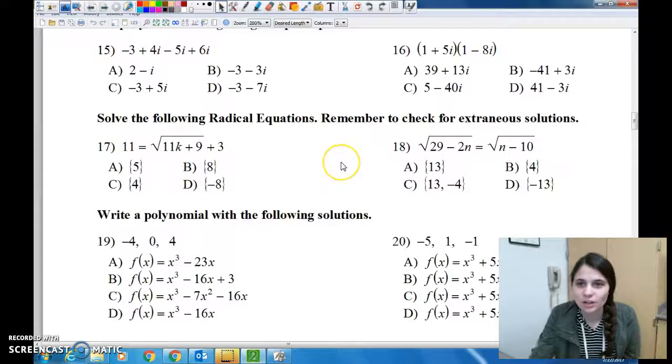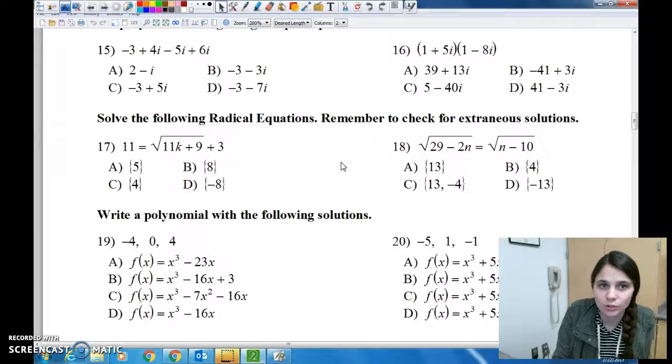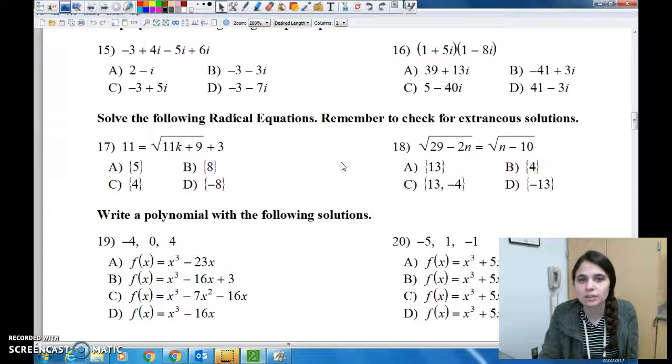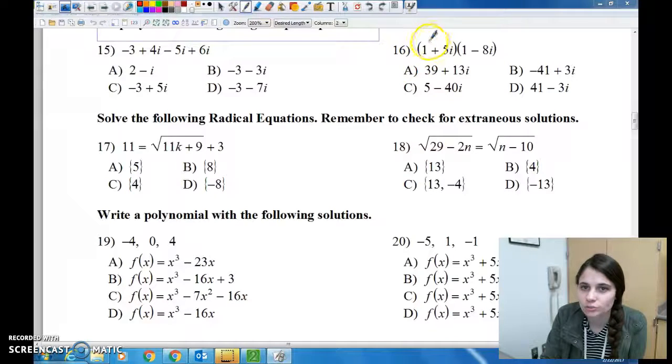Okay, we're now moving on to problems 16 through 30 on your final exam review. So we're starting with number 16, which is multiplying complex numbers. And you start the exact same way you would start if they were just regular polynomials. We're going to multiply every term.